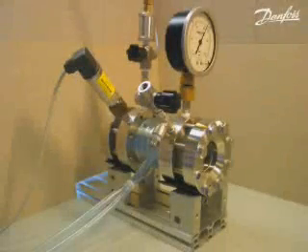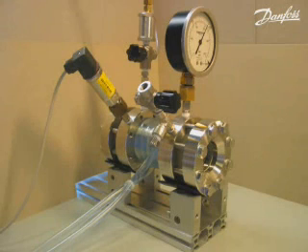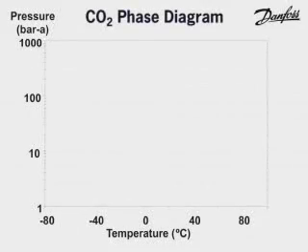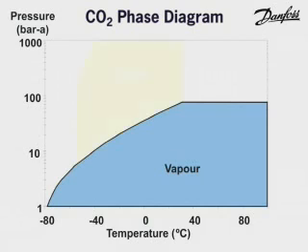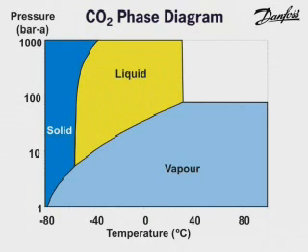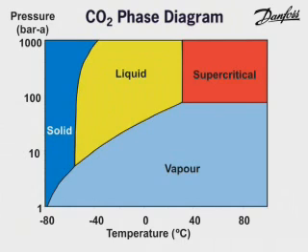In order to observe the CO2 phase changes, an observation cell, specially designed and constructed by Danfoss, has been used. The cell is designed to withstand pressures up to 140 bar gauge. In this diagram, the coloured areas define the temperature and pressure limits at which the CO2 vapour, liquid, solid and supercritical phases exist. This is known as the temperature pressure diagram or phase diagram for pure CO2.